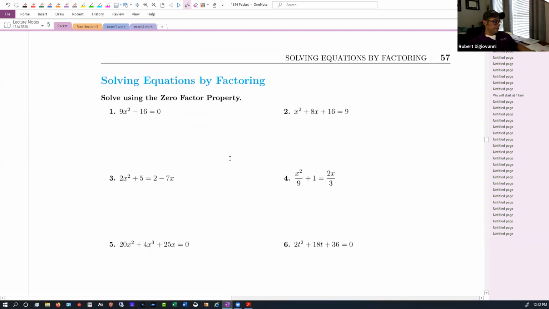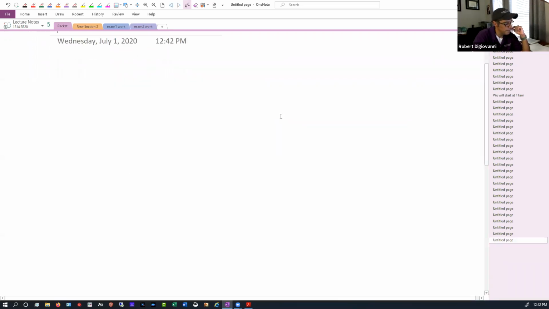Okay, now, let's see if we can go to the next step, which is to figure out how to solve equations by using this technique of factoring. All right. So I have to start this out by explaining something to everyone. There's this thing that we call the zero factor property.